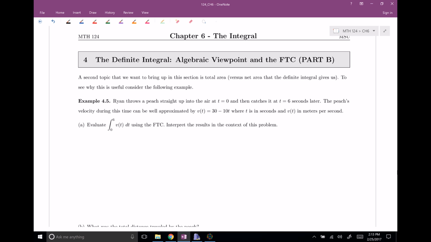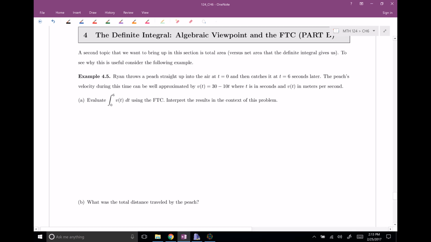And to see why this is useful, I want you to consider the following problem. Ryan throws a peach straight up into the air at t equals 0, and then he catches it 6 seconds later. The peach's velocity during the time can be well approximated by this equation here, 30 minus 10t, where t is in seconds, and v of t is in meters per second. So I'd like to, first of all, go ahead and evaluate the definite integral from 0 to 6 using the fundamental theorem of calculus, and let's interpret the result.